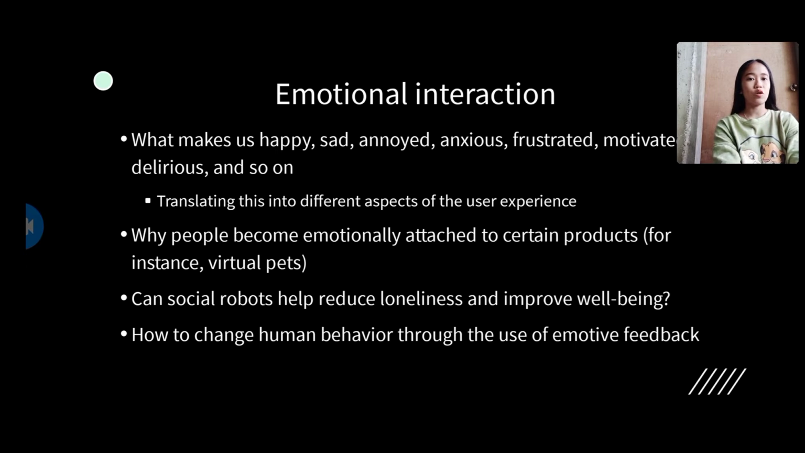Emotional interaction: what makes us happy, sad, annoyed, frustrated, motivated, delighted, and so on? Translating this into different aspects of the user's experience. Why people become emotionally attached to certain products, for instance, virtual pets. Can social robots help reduce loneliness and improve well-being? How to change human behavior through the use of emotive feedback.